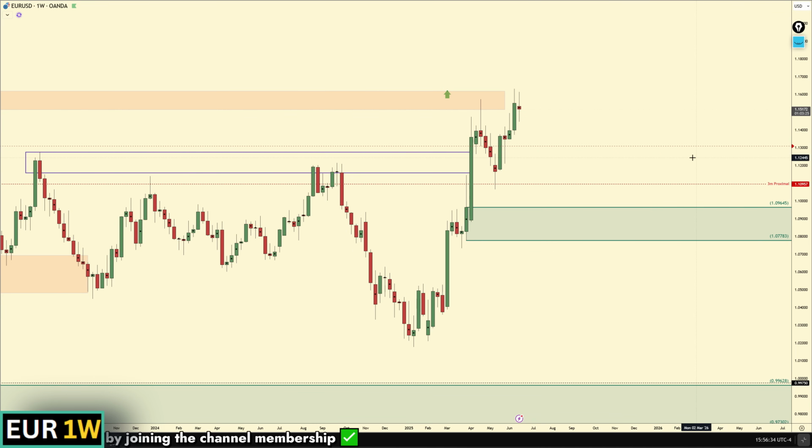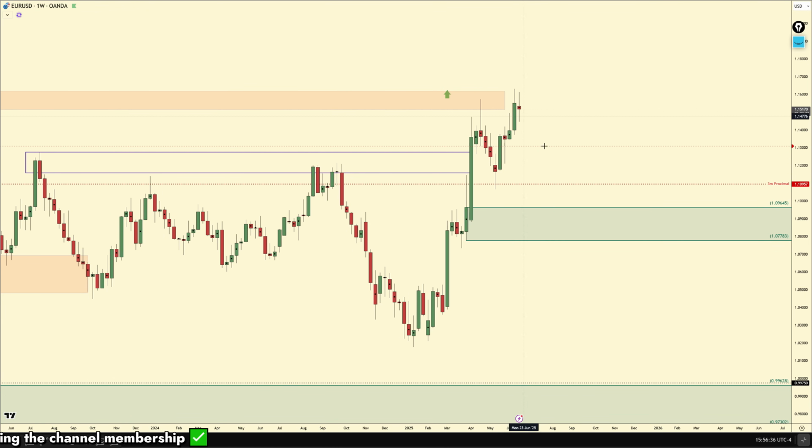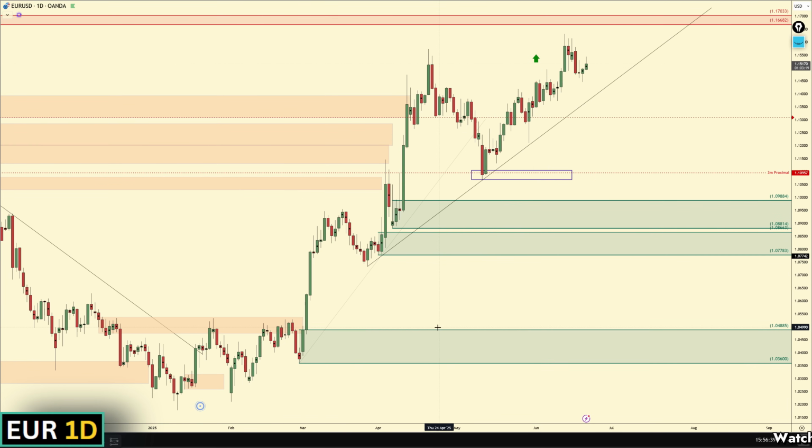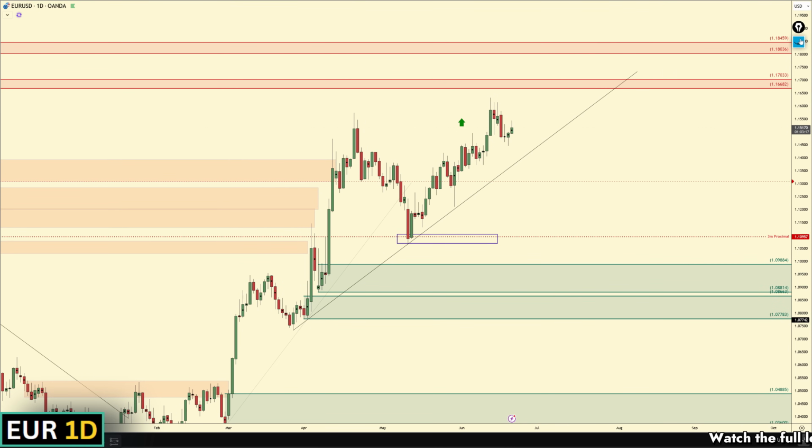I've been doing this for 5 years. I know what I'm looking for. So I like that weekly zone. This thing is really not even showing signs of slowing down. Obviously, it's the opposite of the DXY.